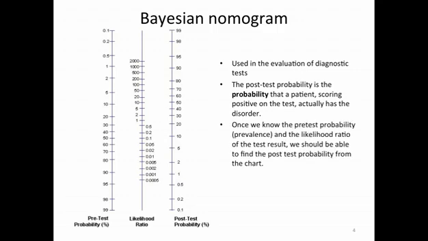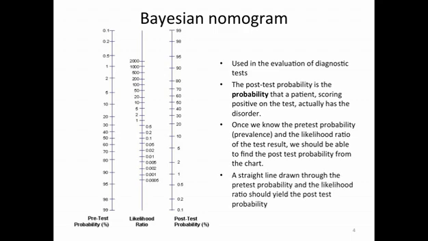Once we know the pre-test probability and the likelihood ratio of the test result, we should be able to find the post-test probability from the chart shown here. Pre-test probability is nothing but the prevalence of the condition in your clinical setting. A straight line drawn through the pre-test probability and the likelihood ratio should give you the post-test probability.